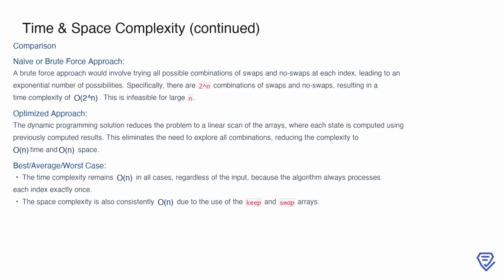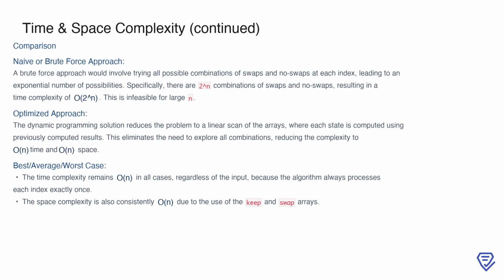To better understand the efficiency of this approach, let's compare it to a brute force method. A naive approach would involve testing all possible combinations of swaps and no swaps at every index, resulting in an exponential number of possibilities. Specifically, with n indices, there would be 2 to the power of n combinations to evaluate, leading to an infeasible time complexity of O(2^n). In contrast, the dynamic programming solution avoids this exponential growth by breaking the problem into smaller subproblems. It computes each state using results from previous states, reducing the complexity to O(n) time and O(n) space.